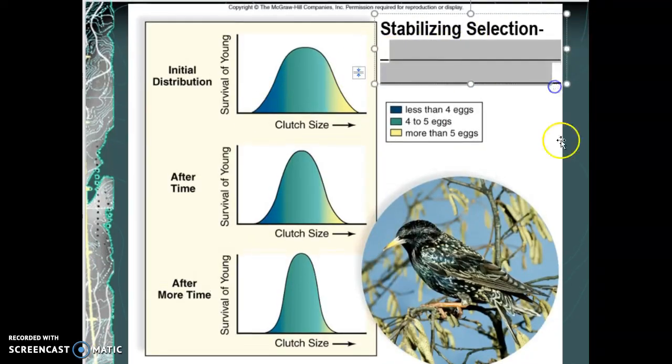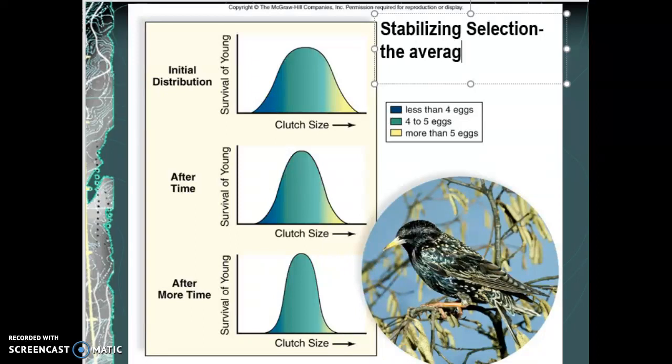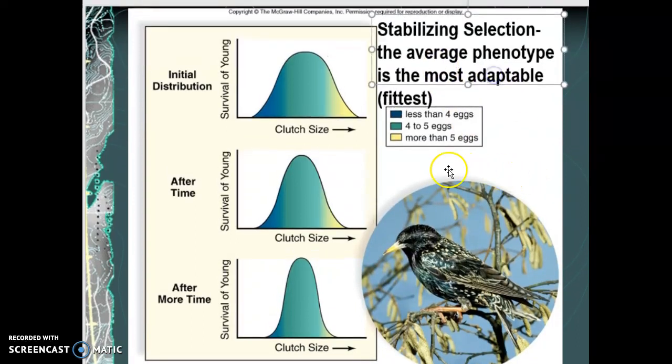Our first type of selection is called stabilizing. When a population is undergoing stabilizing selection, the average phenotype is the most adaptable, or we could say fittest. Being average is the best when you're dealing with stabilizing selection. So we watch a population: birds, fish, corn, chickens, whatever. And the middle of the road phenotype is the best.